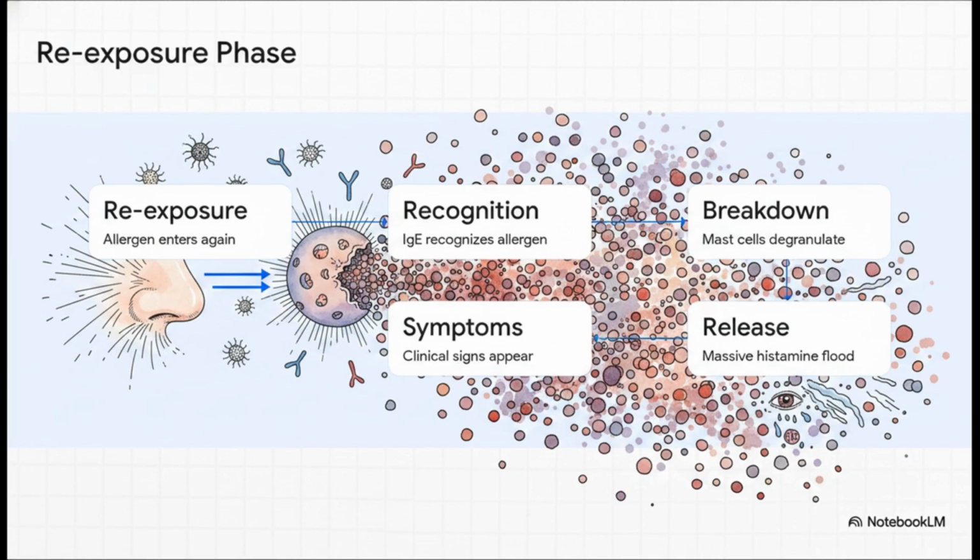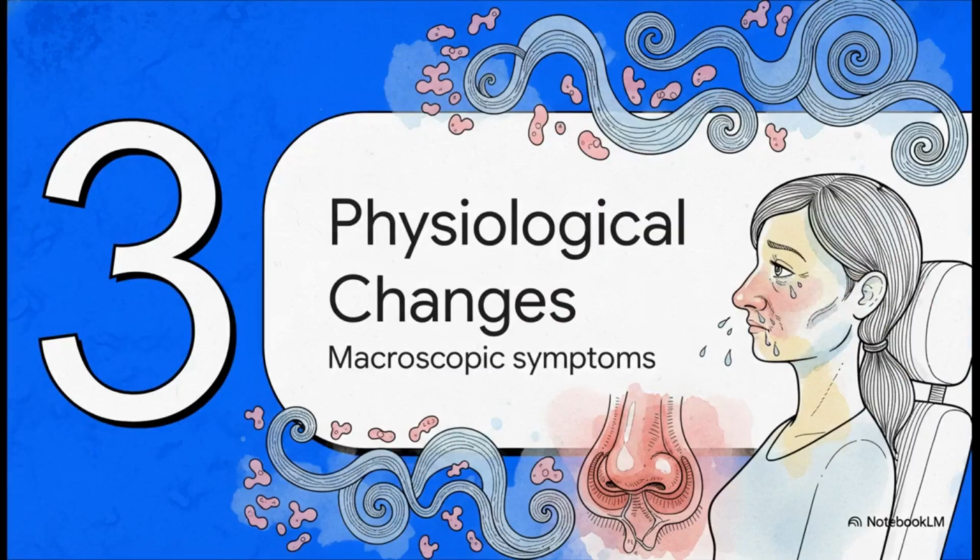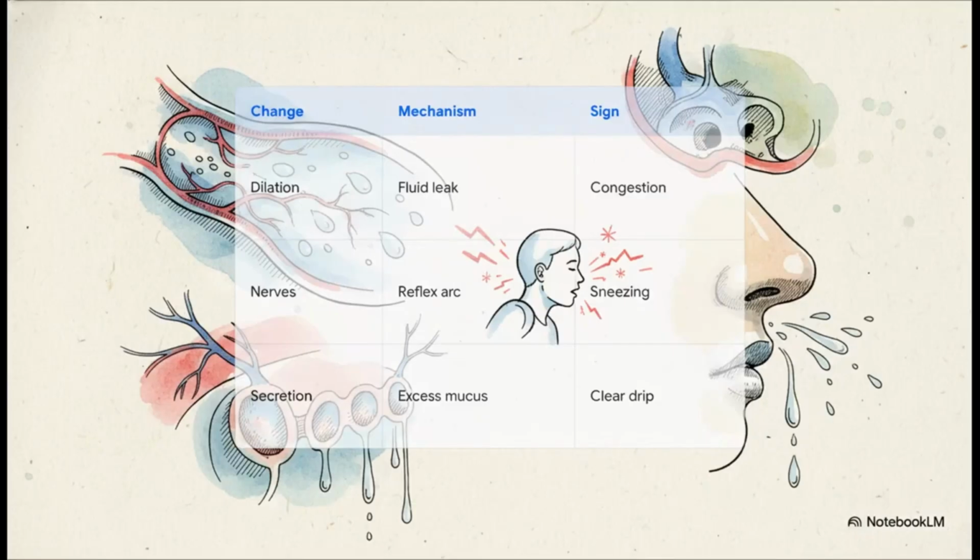Which brings us to Section 3, Physiological Changes and Symptoms. Let's connect the microscopic to the macroscopic. So why exactly is your patient sitting in front of you complaining of a stuffy nose? Well, look at the cause and effect here. That massive histamine release causes severe blood vessel dilation and increased permeability. Fluid literally leaks out of the vessels and into the tissue, which gives you the clinical sign of severe nasal congestion and a runny nose.